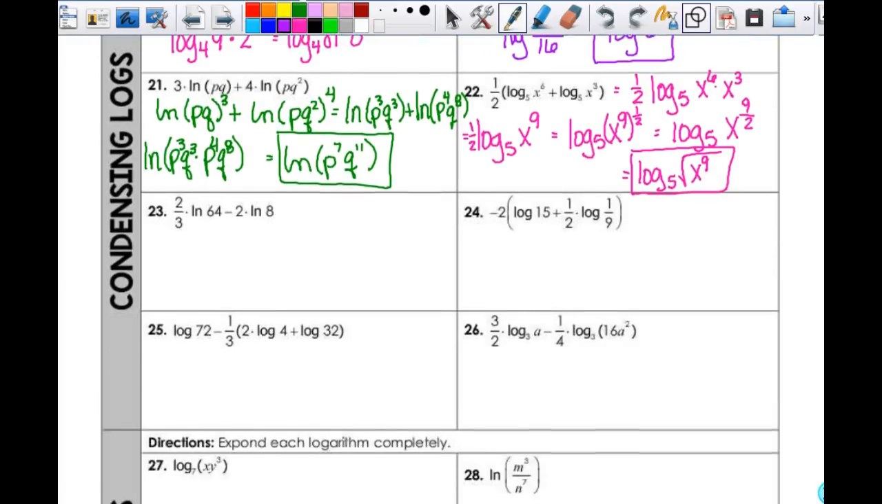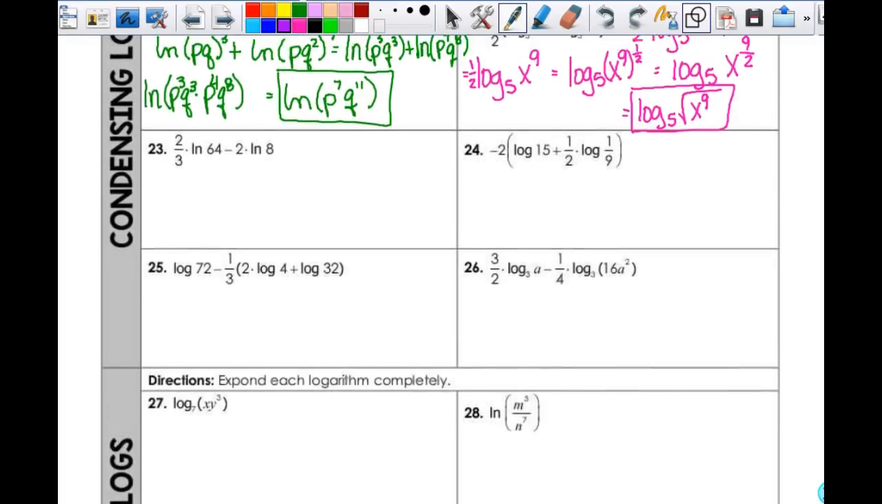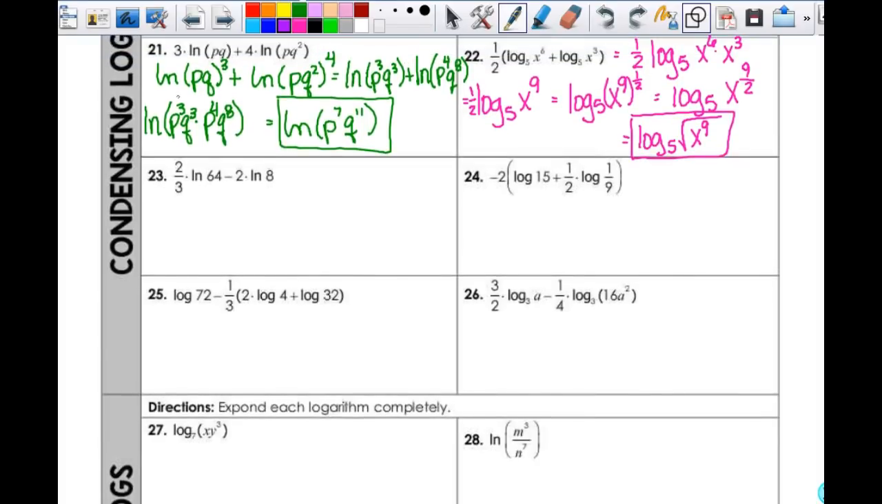All right, so now we're going to condense the next one. One of the differences between this one and the last was that this 1/2 didn't belong to one single log. I could distribute it, but we're working from the inside out. Here, this belongs to this one, so it becomes this exponent. So this gives me the natural log of 64 to the 2/3 power minus the natural log of 8 squared.